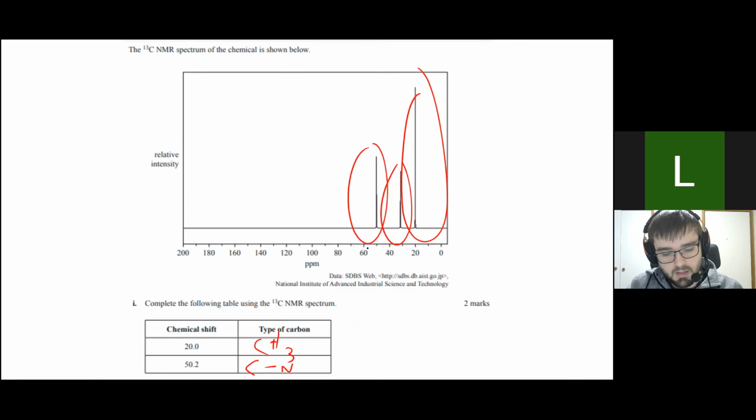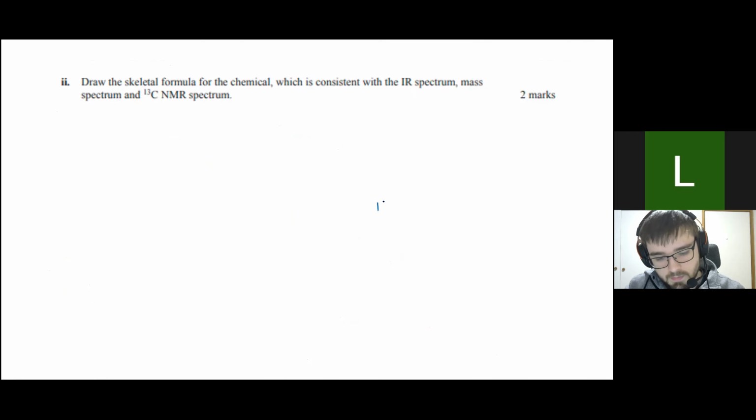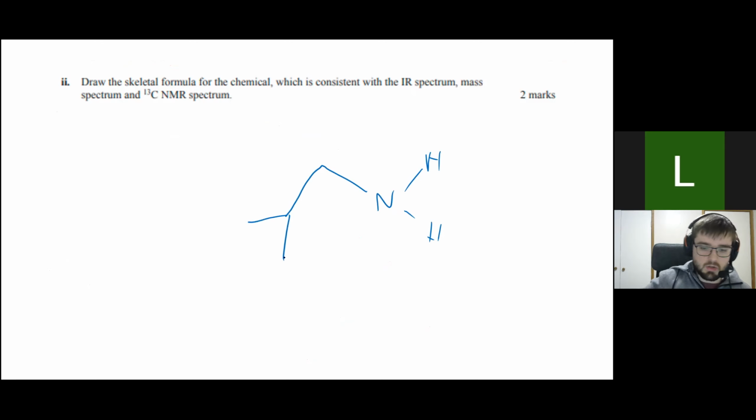So we just need to write that in as a skeletal formula. So, actually, that's fine to put there. And then remember it is skeletal. So we're going to draw it like that. Carbon's gone. Don't put the hydrogens on the carbons. Instead put the hydrogens on the nitrogen there.